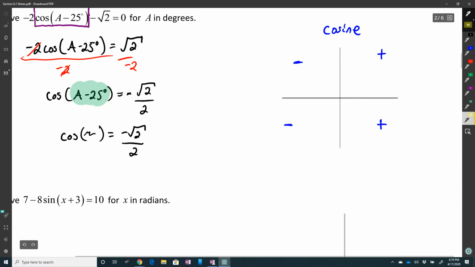Okay, but it's negative. So what I'm looking for is my reference angle, this little, I guess I can call it that, theta hat. Theta hat is equal to 45 degrees. Remember, theta hat is the symbol we used way back in chapter 3 for reference angle.